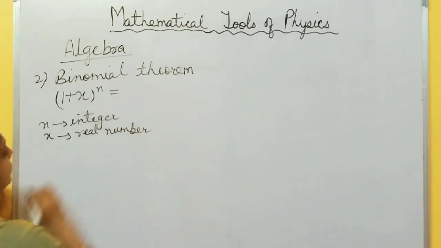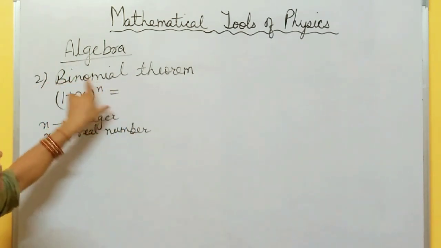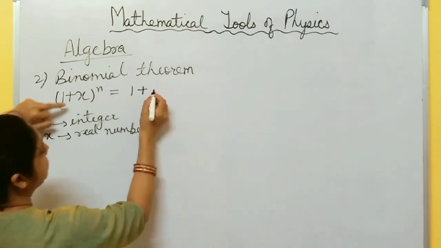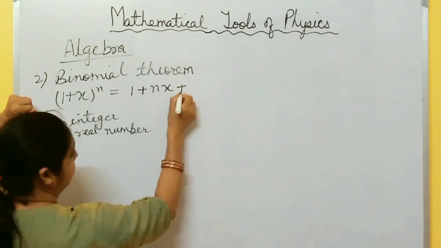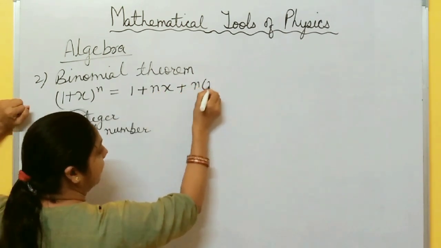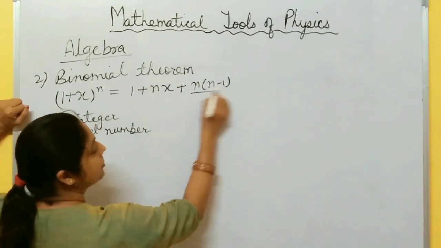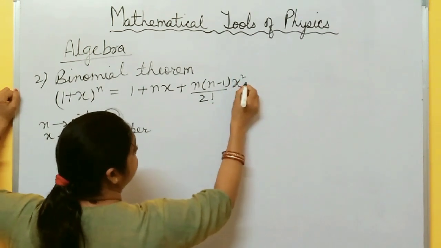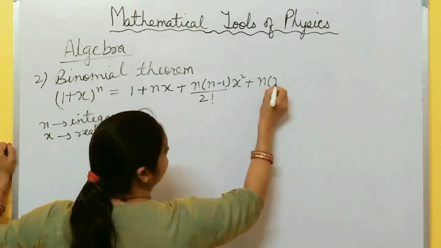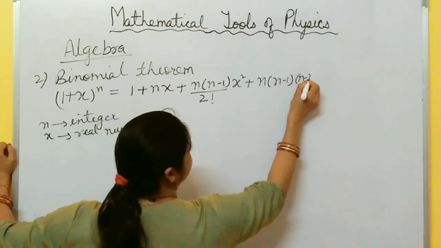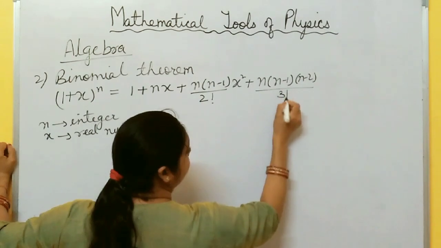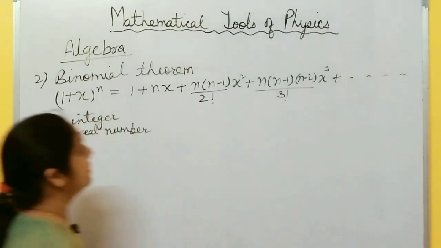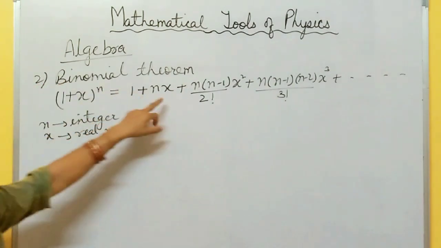And the expansion for this one, 1 plus x to the power n, you can expand in this way: 1 plus n into x, plus n, n minus 1, so here you write 2 factorial, and then x square, plus next term is n, n minus 1, n minus 2, so there are 3 terms, so 3 factorial, and then x cube, plus dash dash dash. In this way you expand a formula of this type, right?